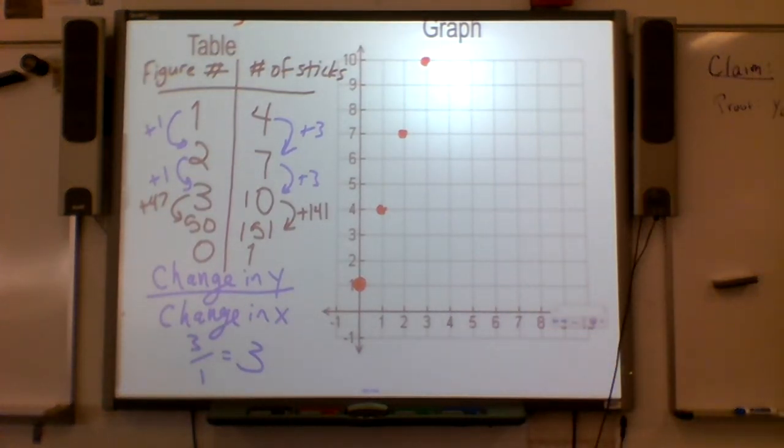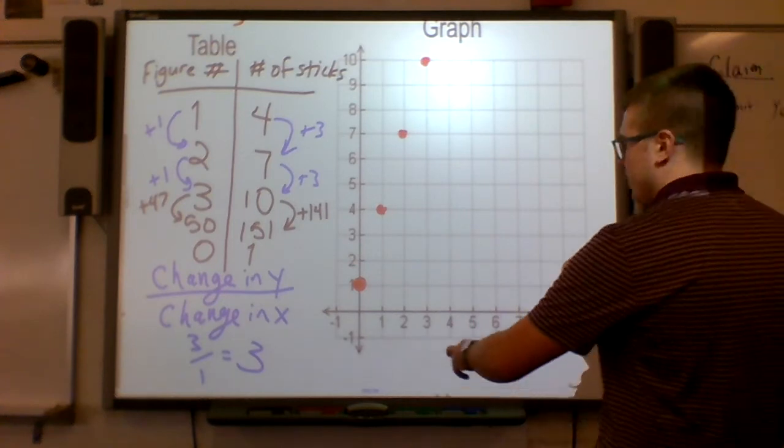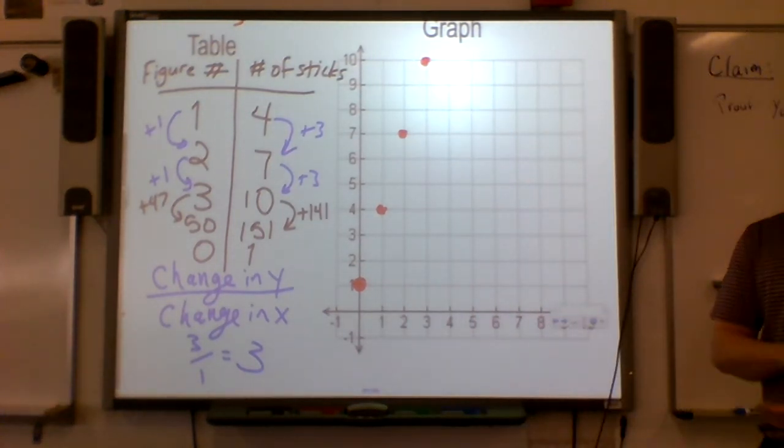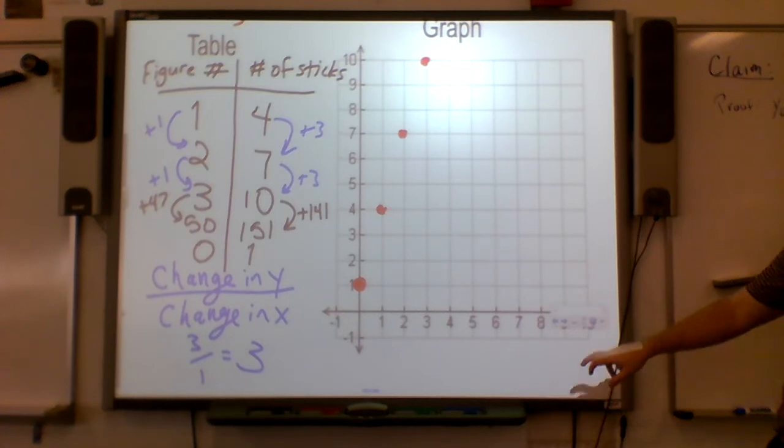So this is a linear function because the rate of change is consistent. However, it's not direct variation because it does not go through the origin. So we can still find that rate of change even though it does not go through the origin.